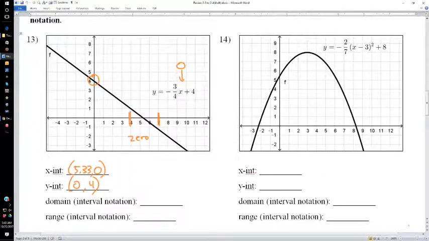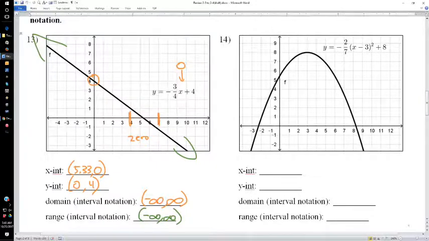Your domain, remember, your domain is all real numbers. So in interval notation, we say that by going negative infinity to positive infinity. Right. The range, this one, notice how it goes down forever and up forever. That means this one is also all real numbers. So it also goes from negative infinity to positive infinity. Okay?